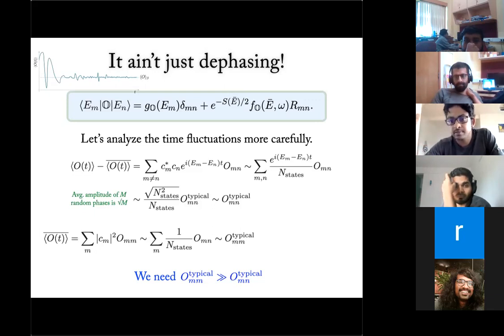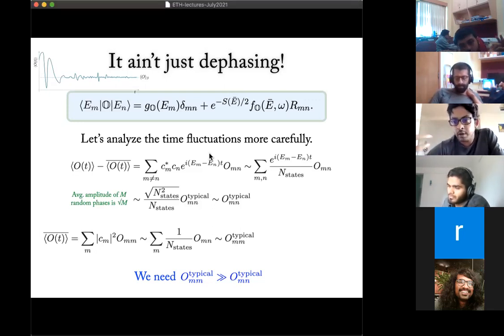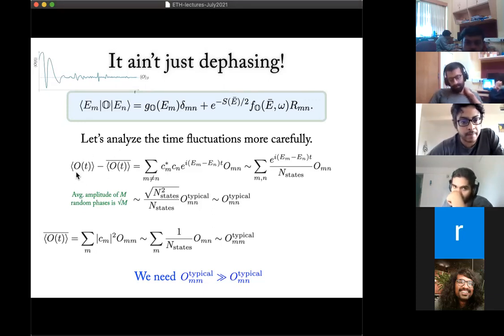And at late times, the contribution from these off-diagonal elements is going to die out. But it isn't just dephasing. You also need the off-diagonal elements to be small. One reason why you need them to be small is as follows. Let's look at the fluctuations again. This is the expectation value of the operator O at time t minus the long time average. So you're looking at the fluctuations at some finite time.